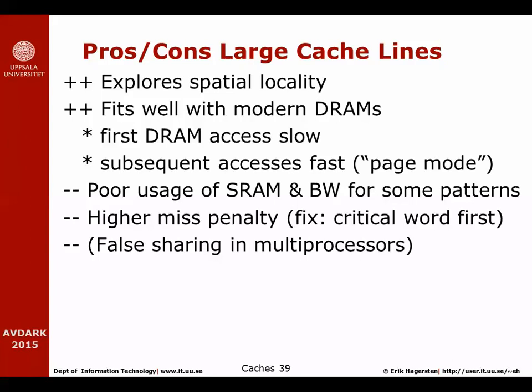Pros and cons with large cache lines. Well, what the cache lines will do is they will exploit spatial locality very, very well. So if you access A and then A plus 1, then having a large cache line will really make the hit ratio in the cache much, much higher. It also fits very well with how modern DRAMs are accessed.